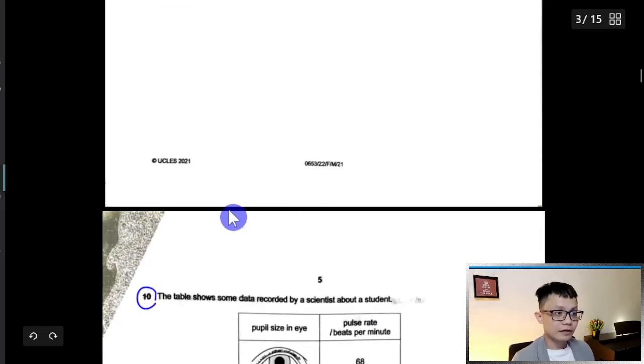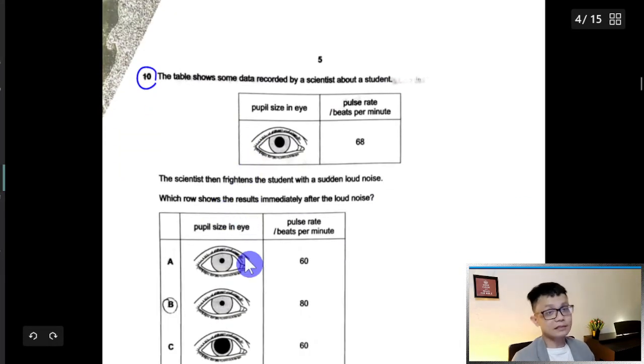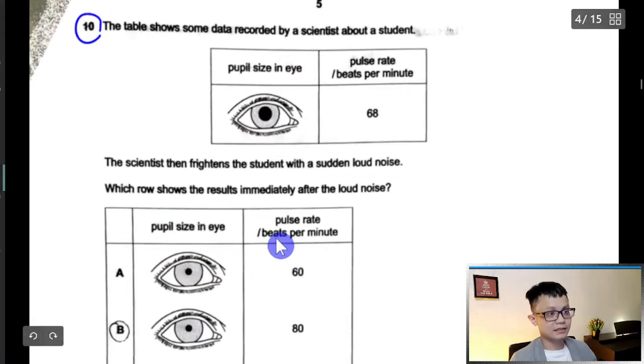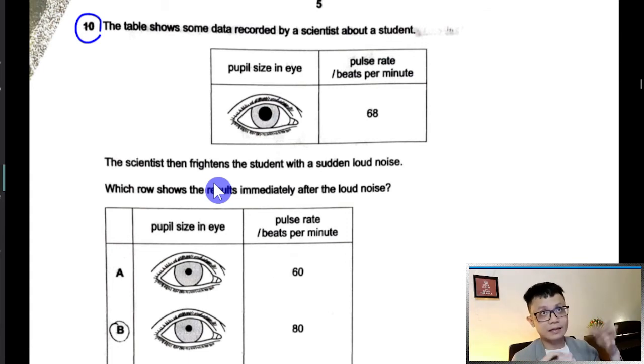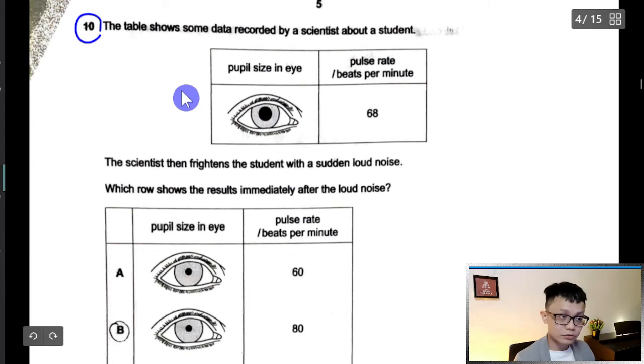Let's move on to the next question, number 10. For me, I really think this is a difficult question. Like I said before, in the exam paper maybe 10% or 20% is the hardest, 20 to 30% is the normal one, and 30 to 40% is the easy one. I think this will be the most difficult one.